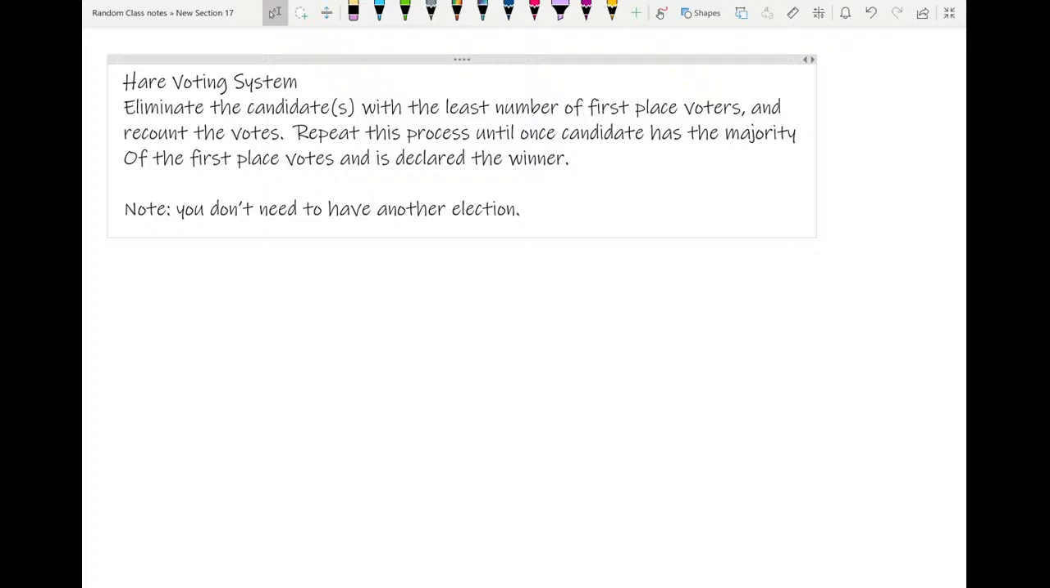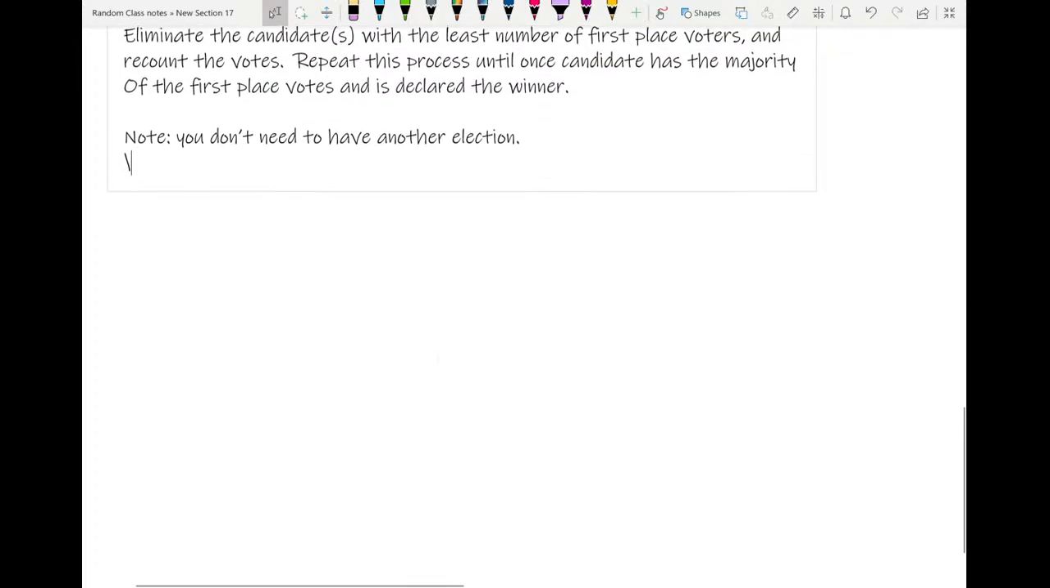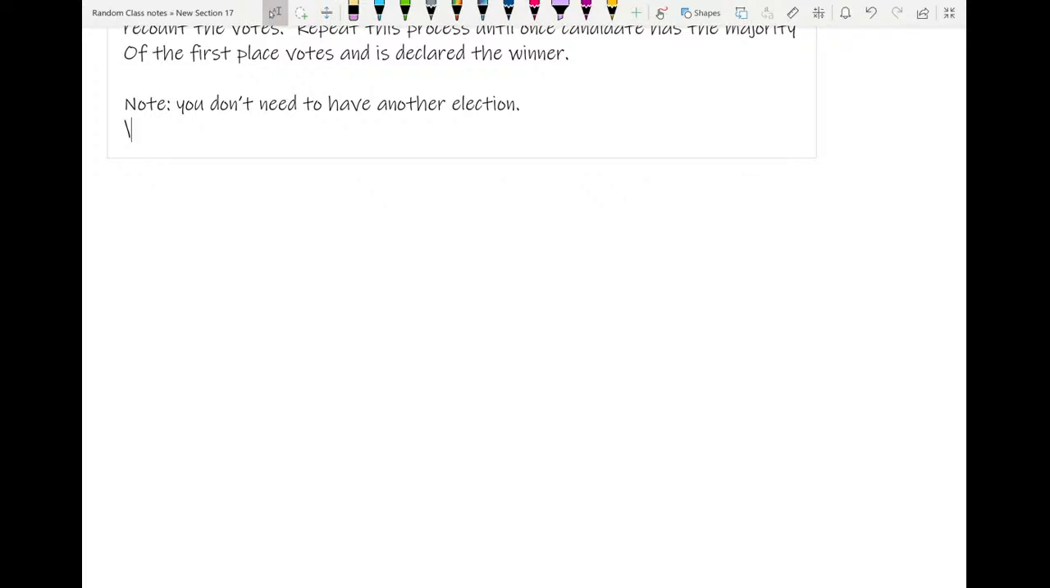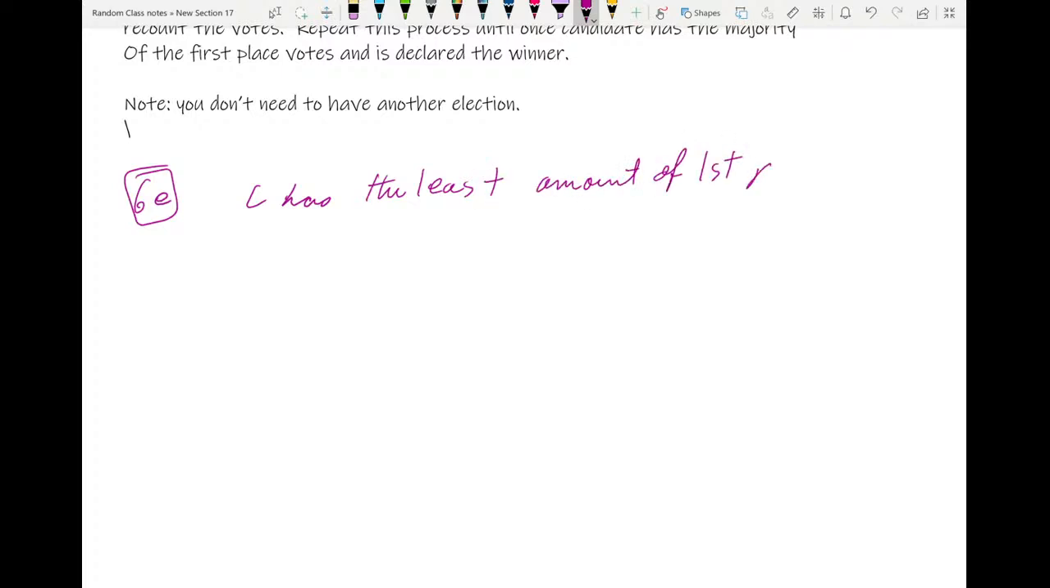Let's go back to problem 6 again. All right, so we're going to do this thing again. And if you look at that, who got the least amount of first place votes? Right away, you know, C got that. C has the least amount of first place votes.